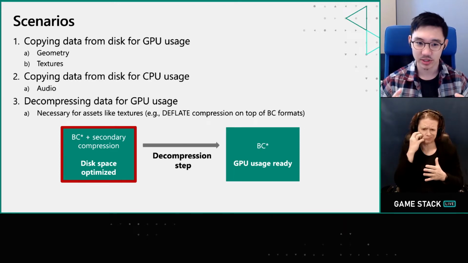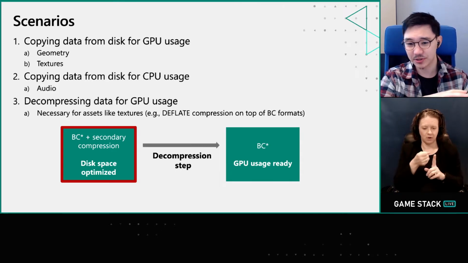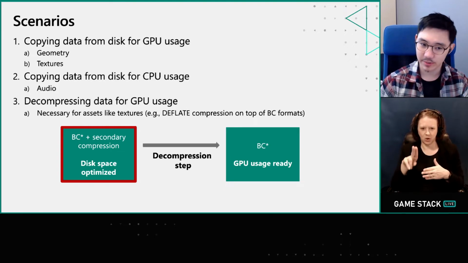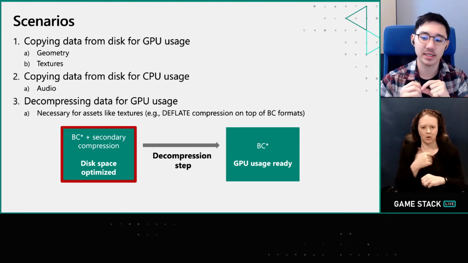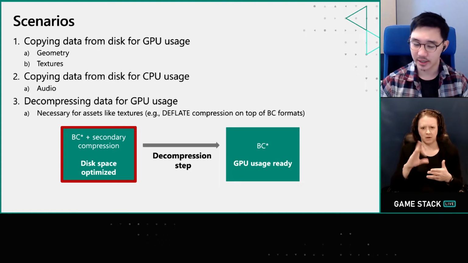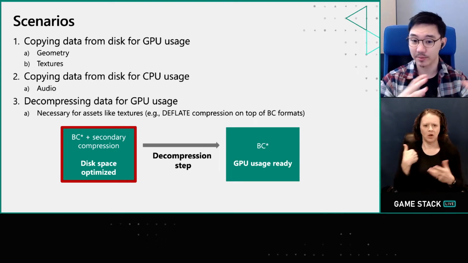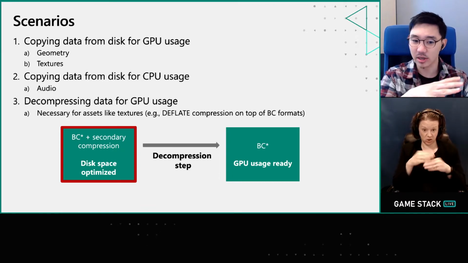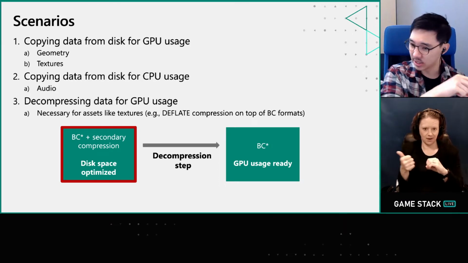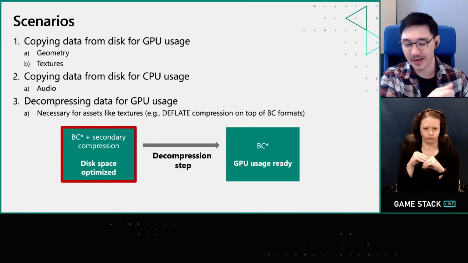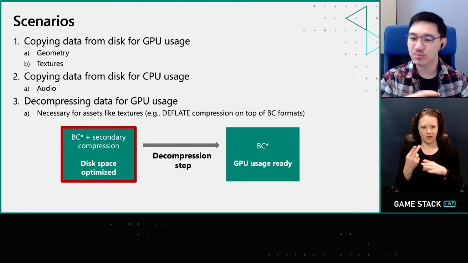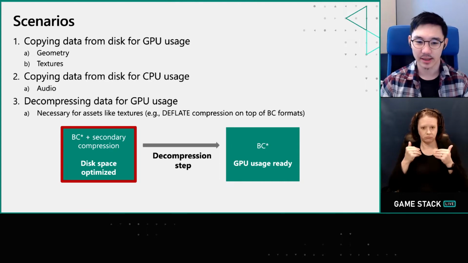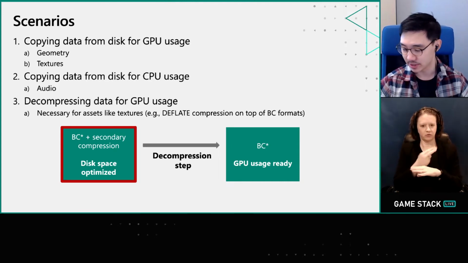And so we have to consider the situation where you have to decompress those textures to something that is GPU usage ready. And we're not talking about BC compression here. There's block compression, but then there's a secondary wrapper of compression around that typically that textures have. An example would be deflate-based compression on top of the BC format. So you essentially have a BC format texture wrapped by another compression to make it disk space optimized. It's small so that the user doesn't have to install, say, a 500 gigabyte game. And then it's decompressed at runtime to become GPU usage ready, at which point the GPU can use it to render the scene, et cetera.